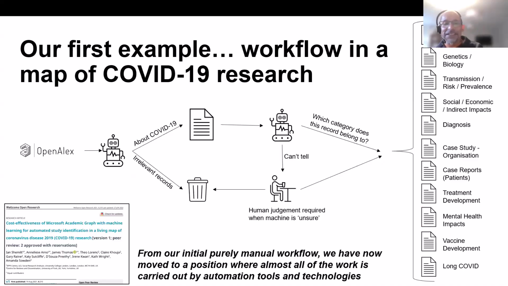Further to that, as well as screening your update results, you can then start to categorize them. So again, we started doing this kind of work with our COVID-19 research. So we trained the machines to start classifying the relevant records according to what category they belong to. We can then map those results. There's no human involvement. We can produce a living map of COVID-19 research without much human interaction once the systems have been trained.